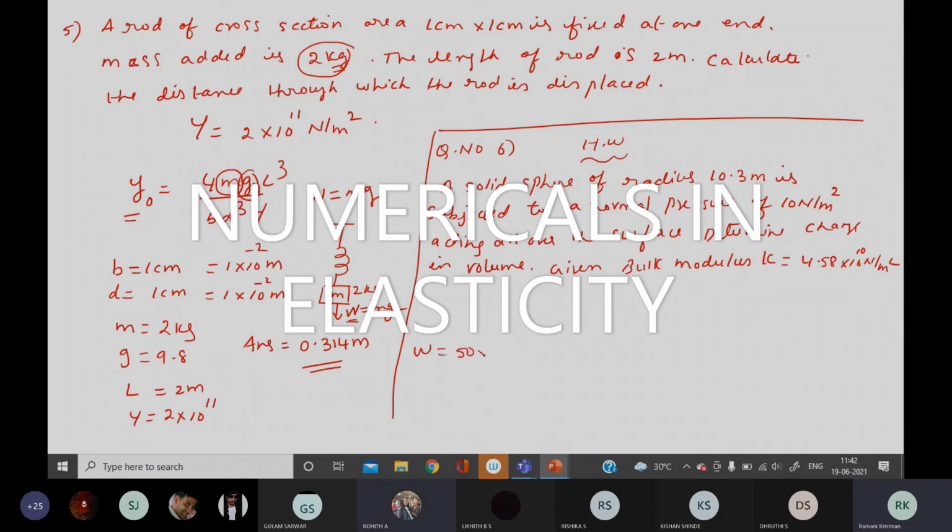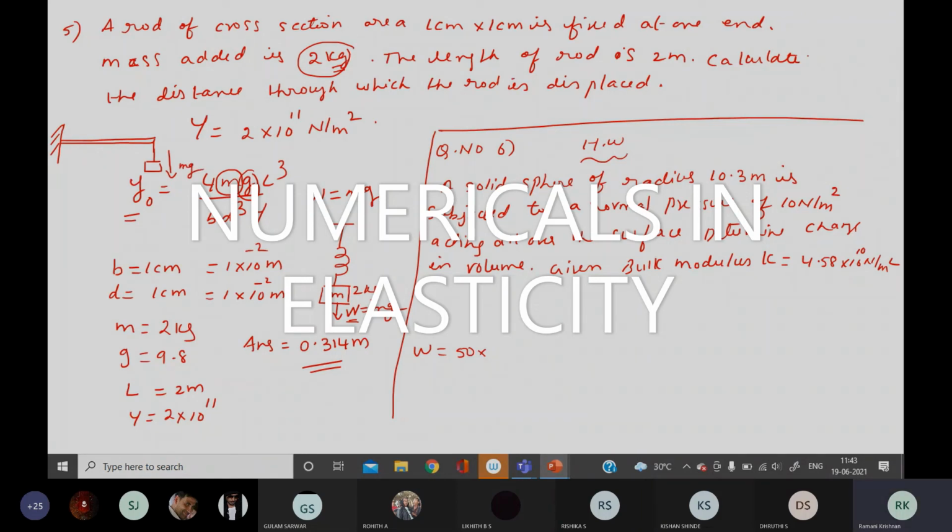Ma'am, this is not a spring, this is a rod, no ma'am? Then how will it displace? It is fixed at one end, correct? When it is fixed, it can't be displaced. No, one end is fixed, that is the whole concept. What about the other end? To the other end only we have added the weight. Because of that it is going down. So this is mg, right?